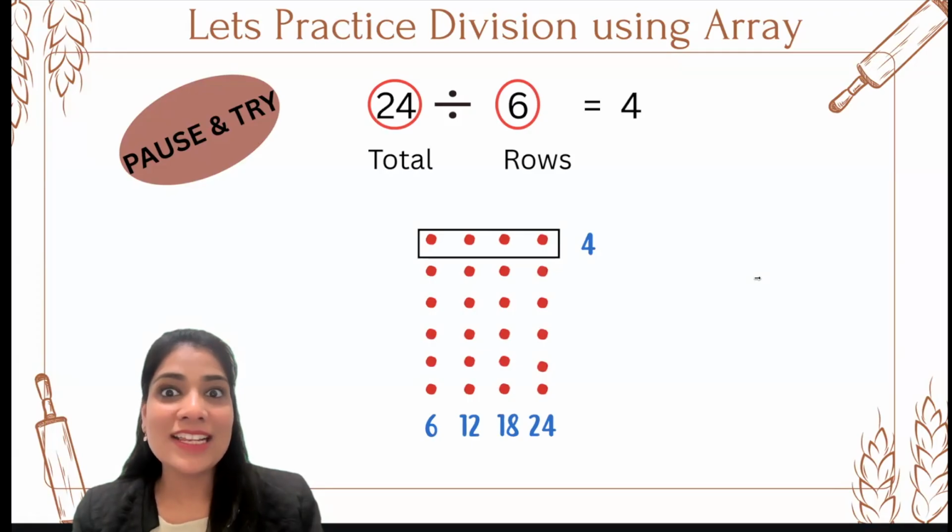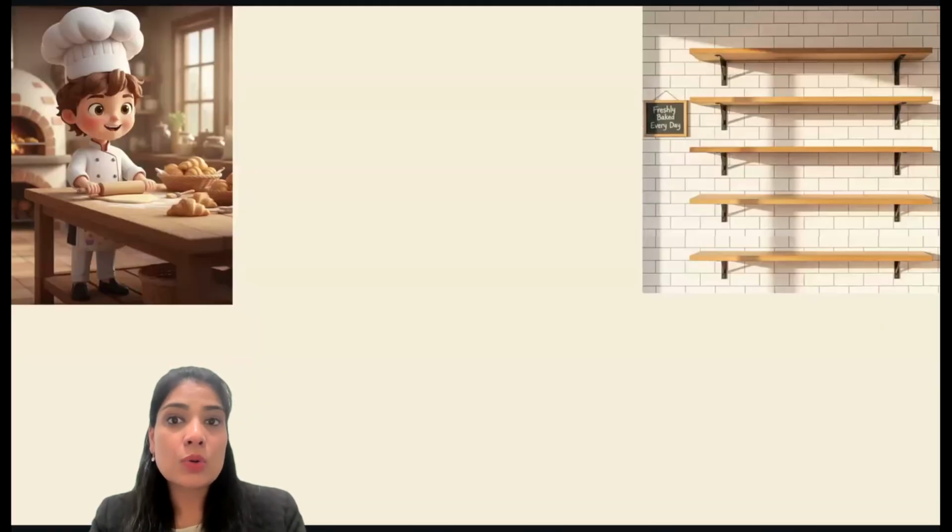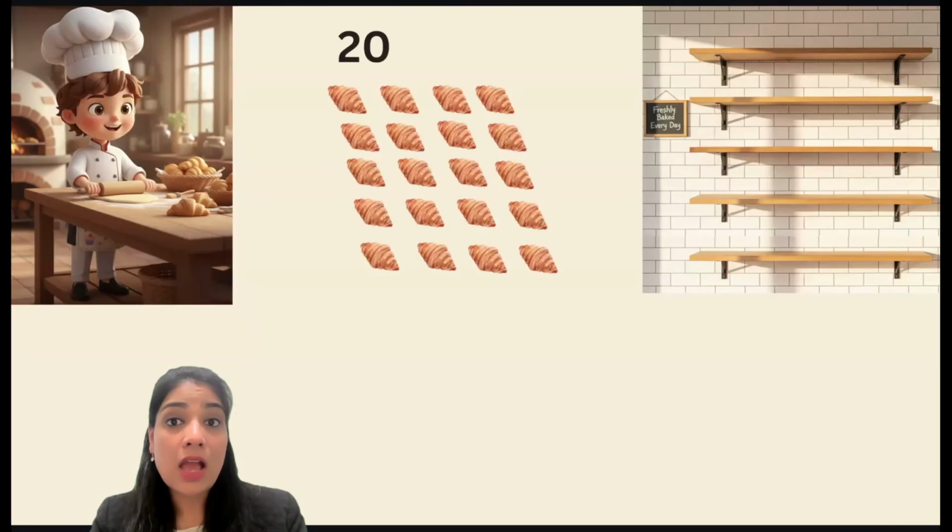Let's jump on to our next skill to find how many items we can place in a box, using these division strategies of repeated subtractions and skip counting. Chef Lola is baking croissants today. And she wants to arrange them equally into her 5 shelves. How is she going to do it? Well, how many croissants did she bake? 20. And how many shelves are there? 5. So she wants to divide these 20 croissants into 5 shelves.